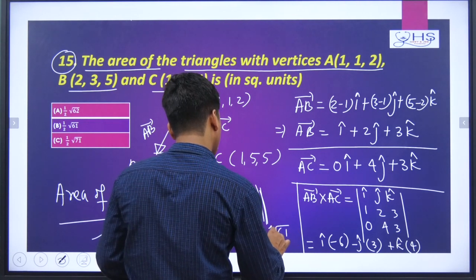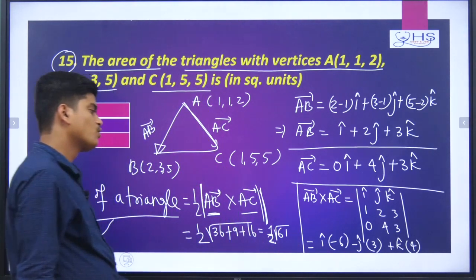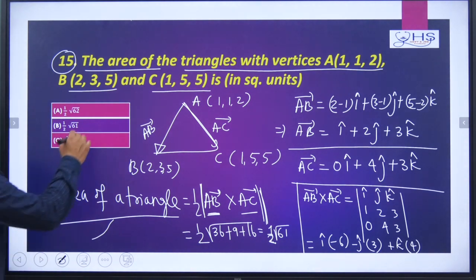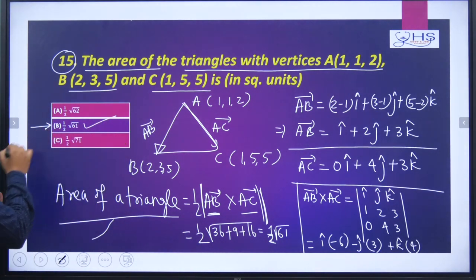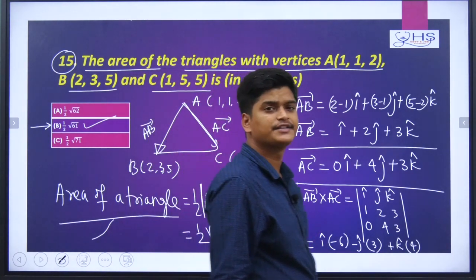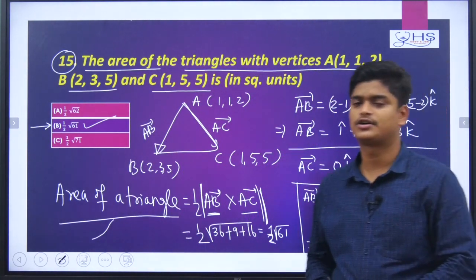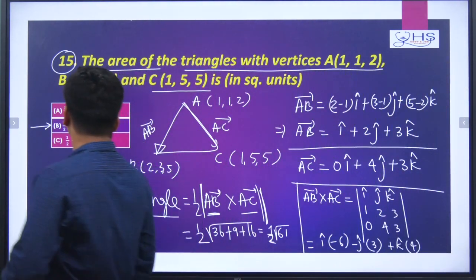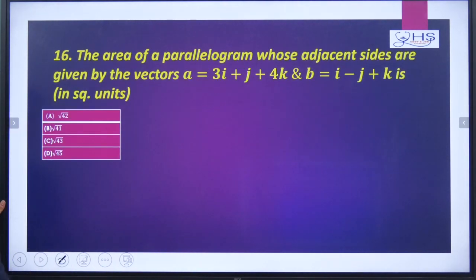So 1 by 2 into root 61. So your answer will be B, answer will be correct. So 1 by 2 root 61 is the area of this triangle. So when the vector is given directly, we can find the area in this way, using the cross product rule. Okay, now come to the next question.